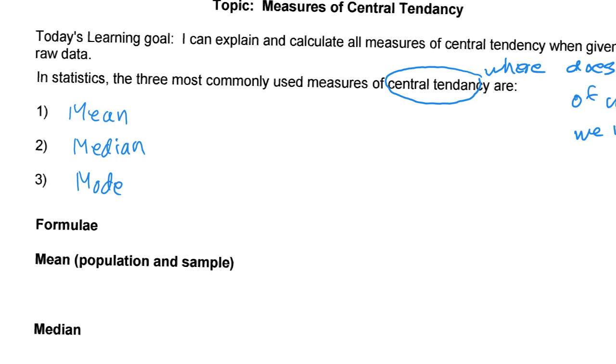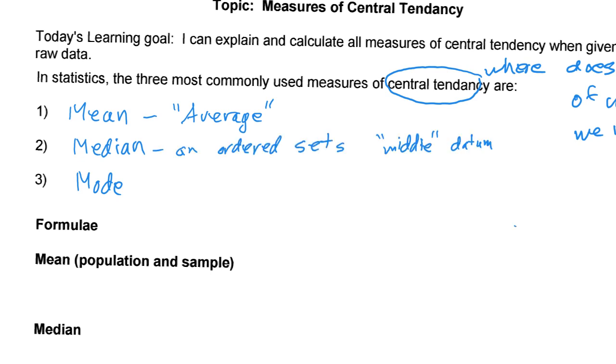So when you talk about the mean, we're talking about the average of things that are in the set, okay? When we talk about the median, we think about the median as an ordered set's middle datum. So datum is the singular for data, okay? So I look at it as if I have the entire set, I've ordered it from smallest to largest, then it's the middle point in that set.